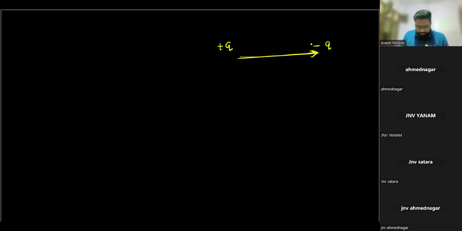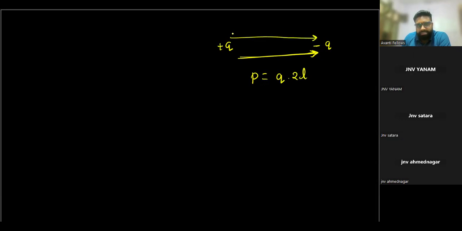So the dipole moment is represented by P, which is given by charge into the distance between them, and the distance between them is 2L. So the direction of P vector will be like this. This is a vector quantity. So if a point is present on the axis of the dipole, what is the electric field then?